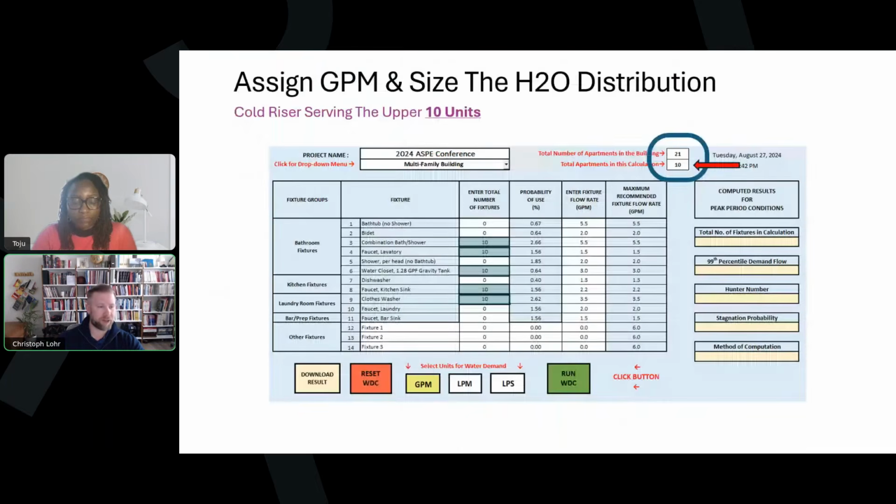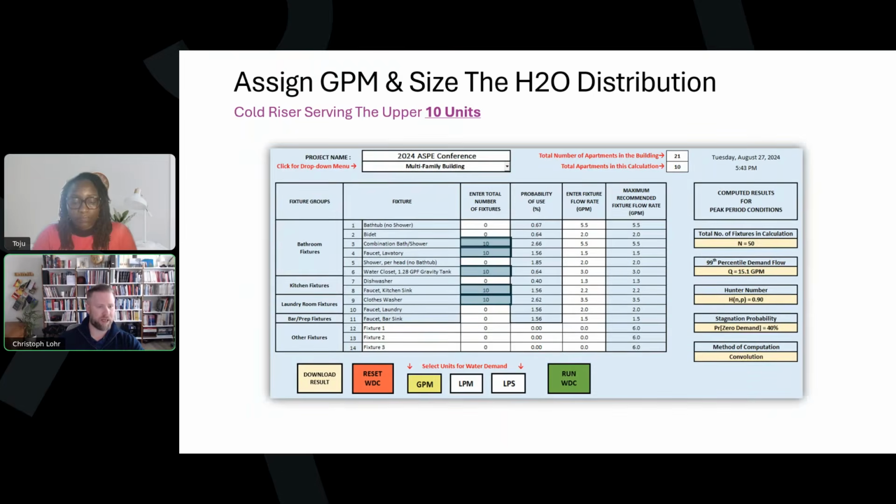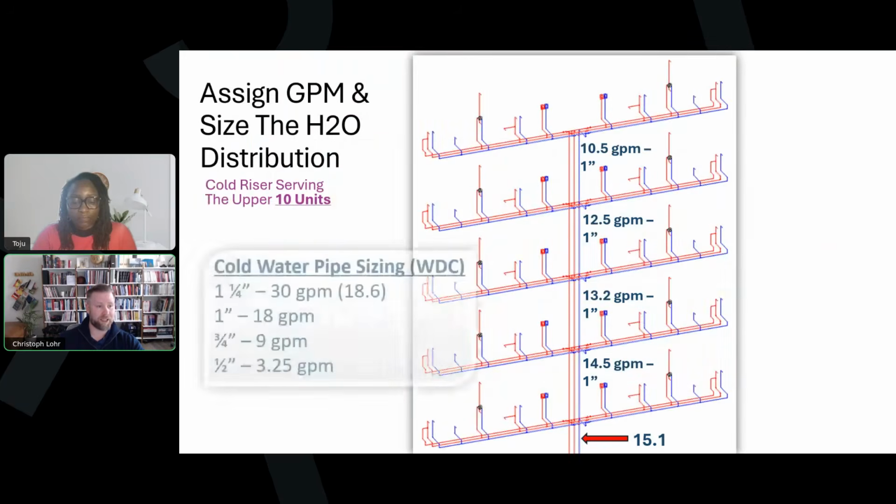Now we're up to 10. So again, we changed the number of total apartments in this calculation. We still have 21 total apartments in the building. We have 10 of each fixture type. Press the green button, Run Water Demand Calculator. Now we have 50 total fixtures at 15.1 GPM. So that's still a 1 inch line.